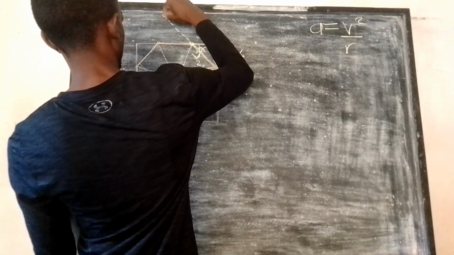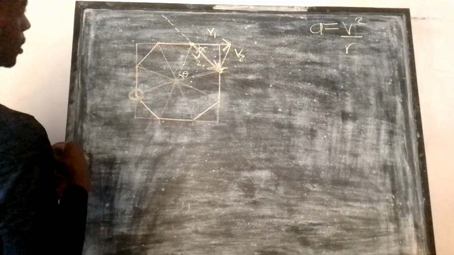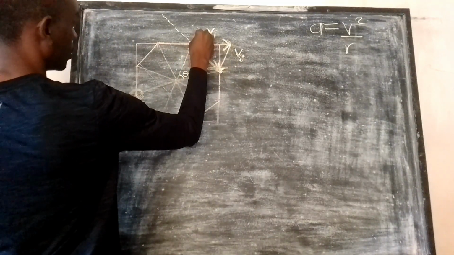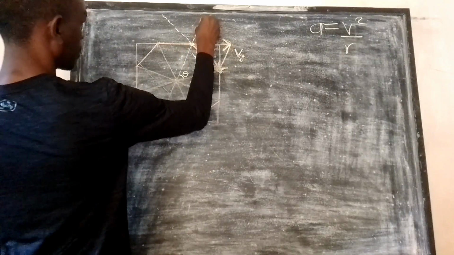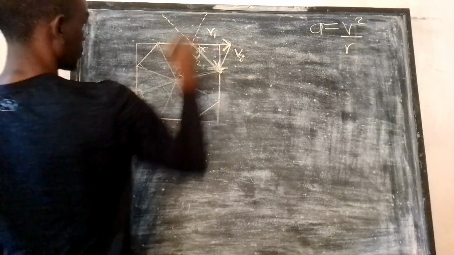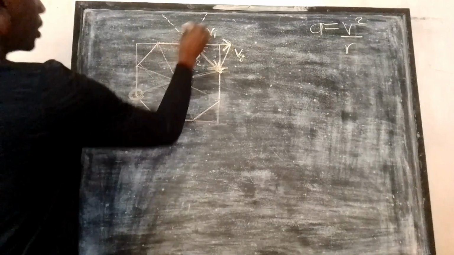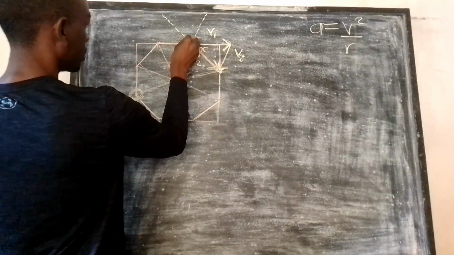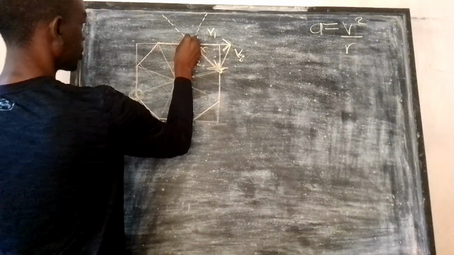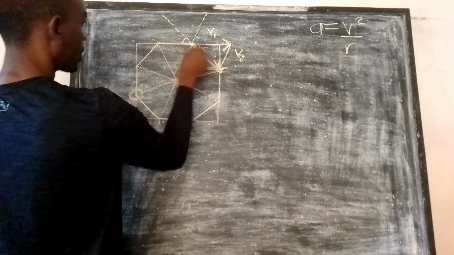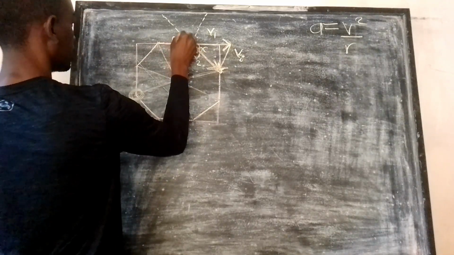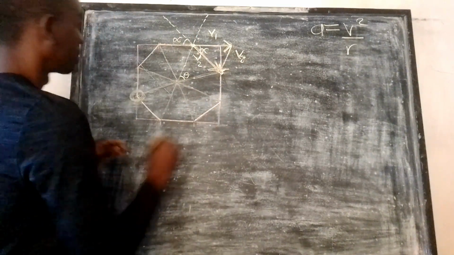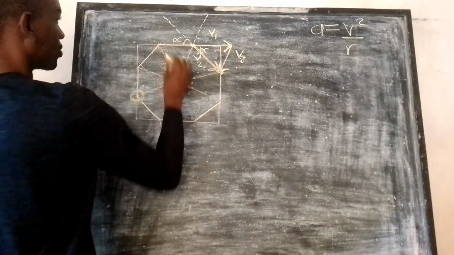Now, if we extend this line segment over here, we get something like this. And if we extend this line segment over here, we get something like this. Notice then that this angle over here is also equal to what? Opposite angles, it is also equal to alpha. But notice something again. We extended this line segment over here.